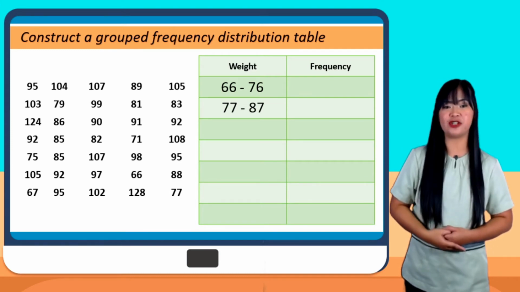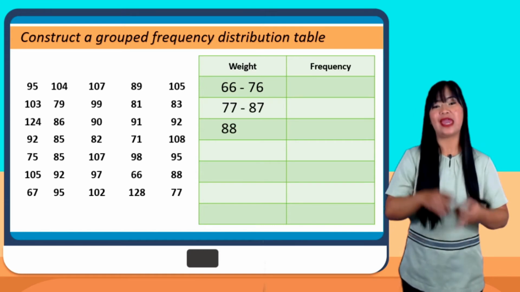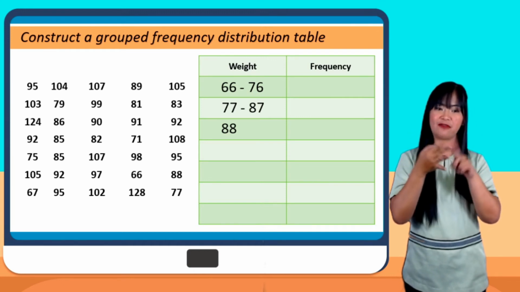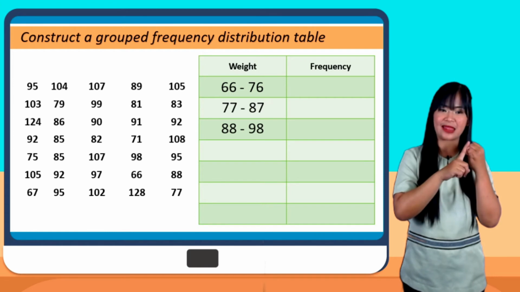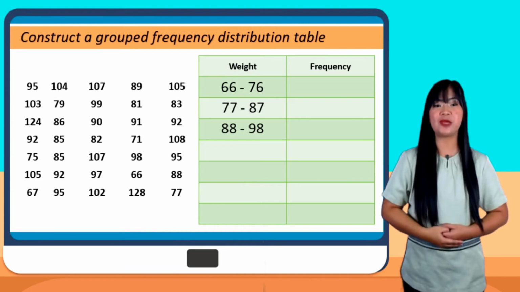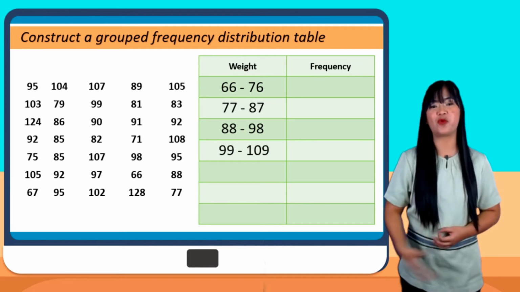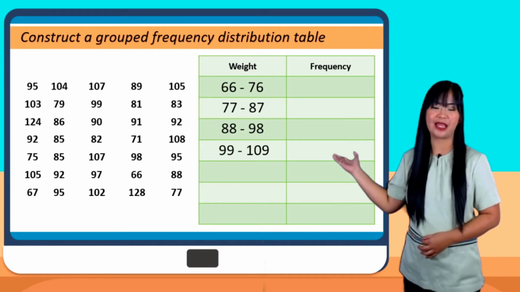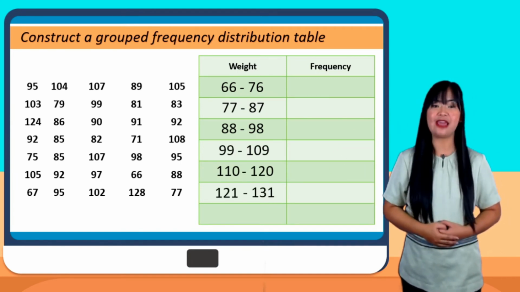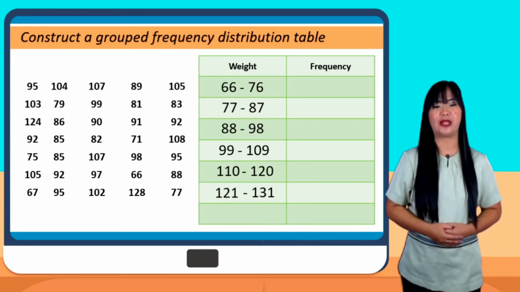Then, we do the same for the third group, starting from 88, count 11. Then we have 88, 89, 90, 91, 92, 93, 94, 95, 96, 97, 98. Then our third group is from 88 to 98. We just repeat the process and count 11 until we form 6 groups. So for the fourth group, we have 99 to 109. Fifth group will be 110 to 120. And finally, for the sixth group, we have from 121 to 131.